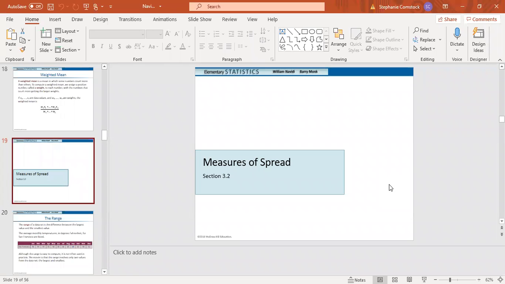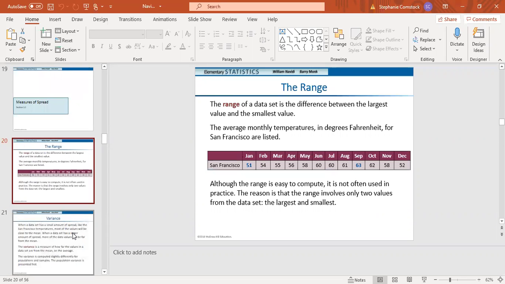Okay, we're going to look at section 3.2 for this one, and this is now going to be measures of spread. So in the last section, we talked about measures of center, kind of a centralized middle style value for a data set. Now we're going to talk about how spread out the data set is. So the first and probably easiest one of these to do is the range.